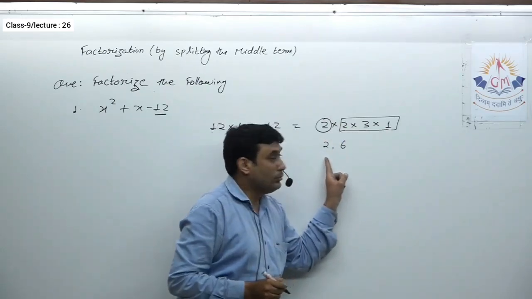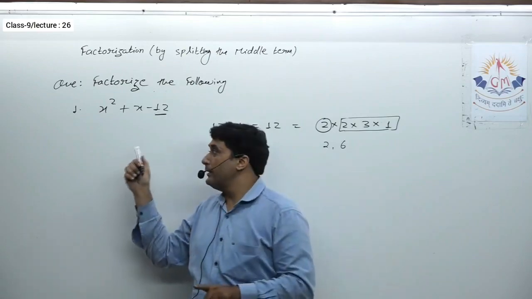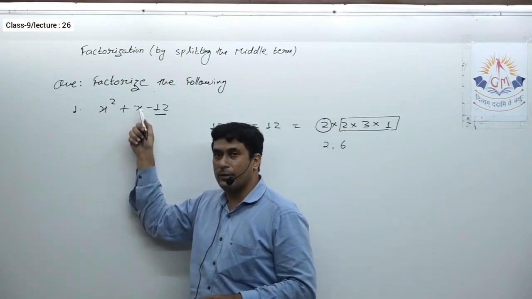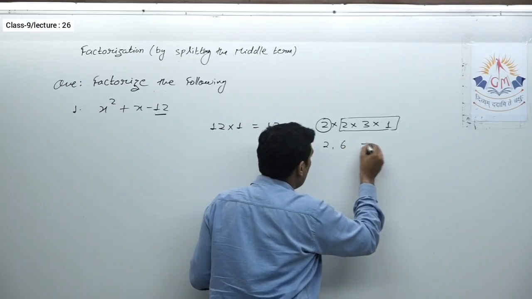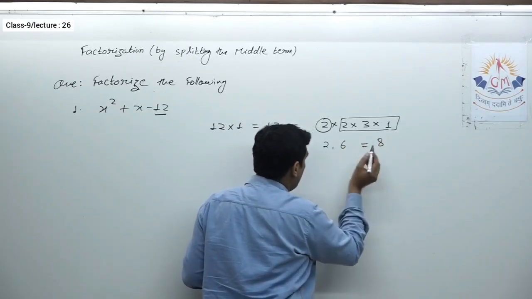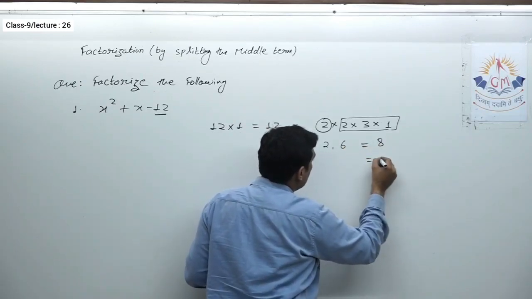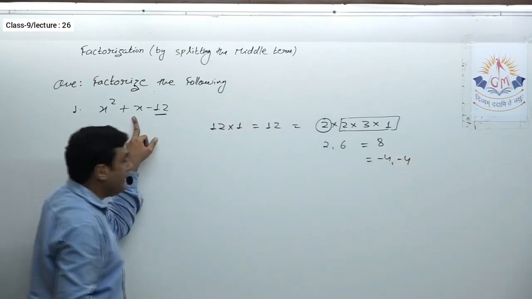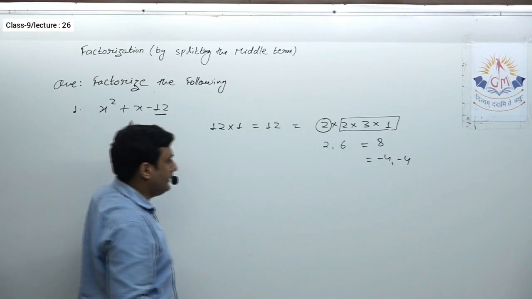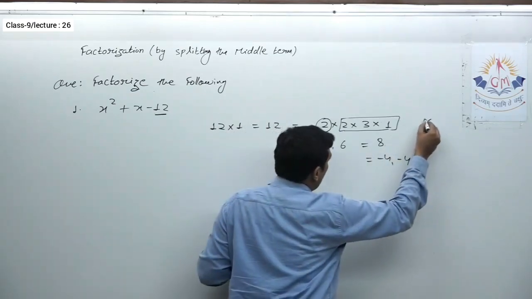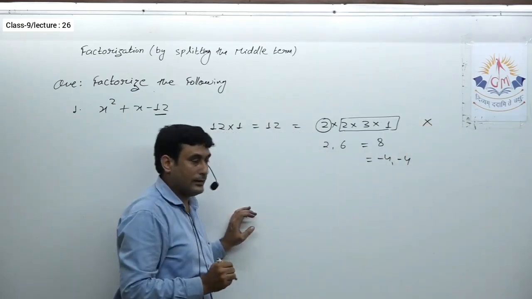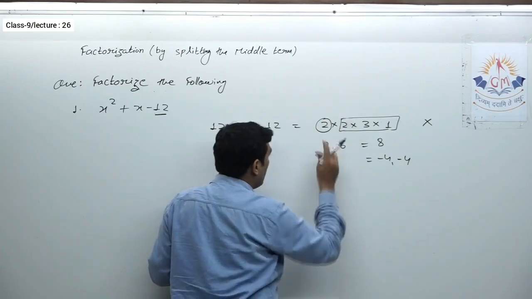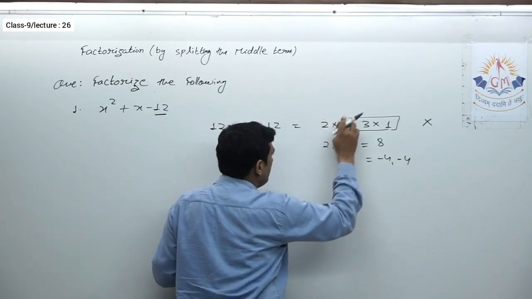Now do their sum gives you x, that means 1x. Here x means 1x. If you add these two, what you will get? 8. If you subtract these two, what you will get? Either plus 4 or minus 4. But what we need is 1, isn't it? That means this combination is incorrect.